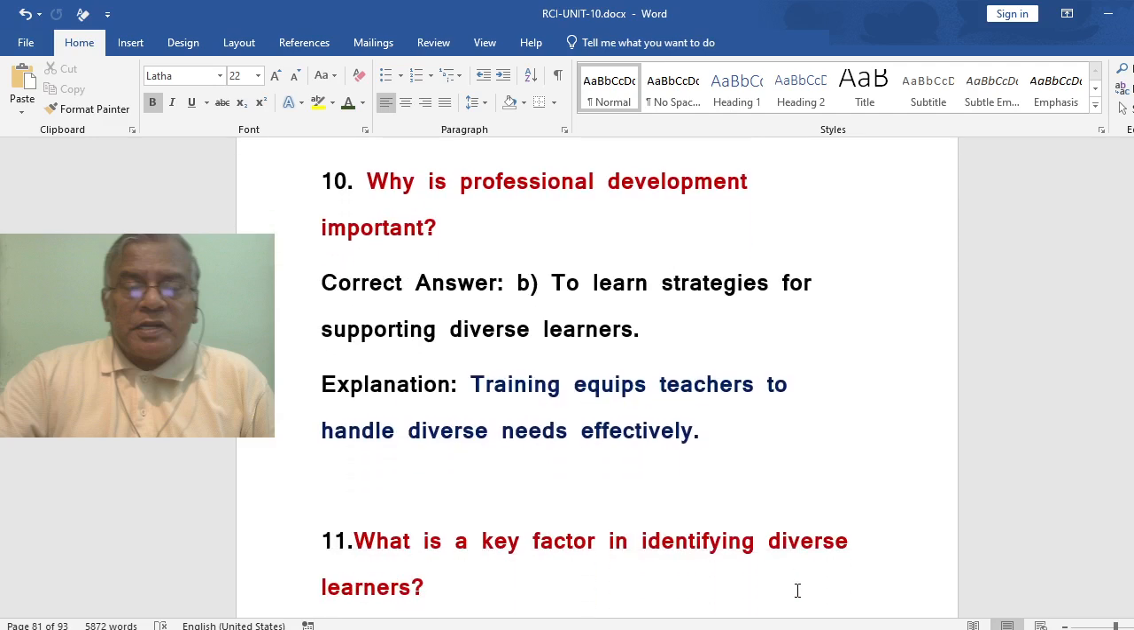Why is professional development important regarding inclusive education? That is for learning strategies for supporting diverse learners. Training equips teachers to handle diverse needs effectively.